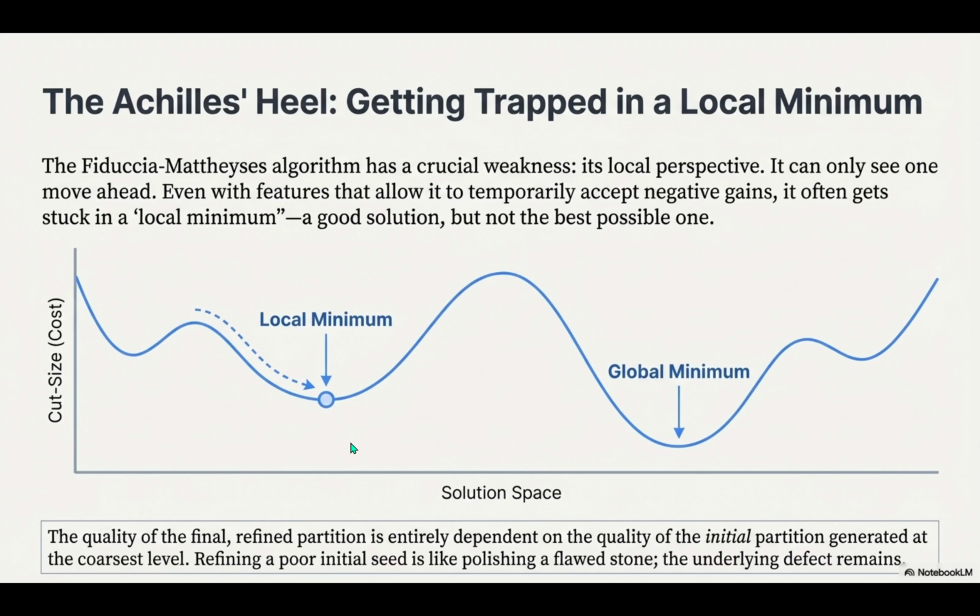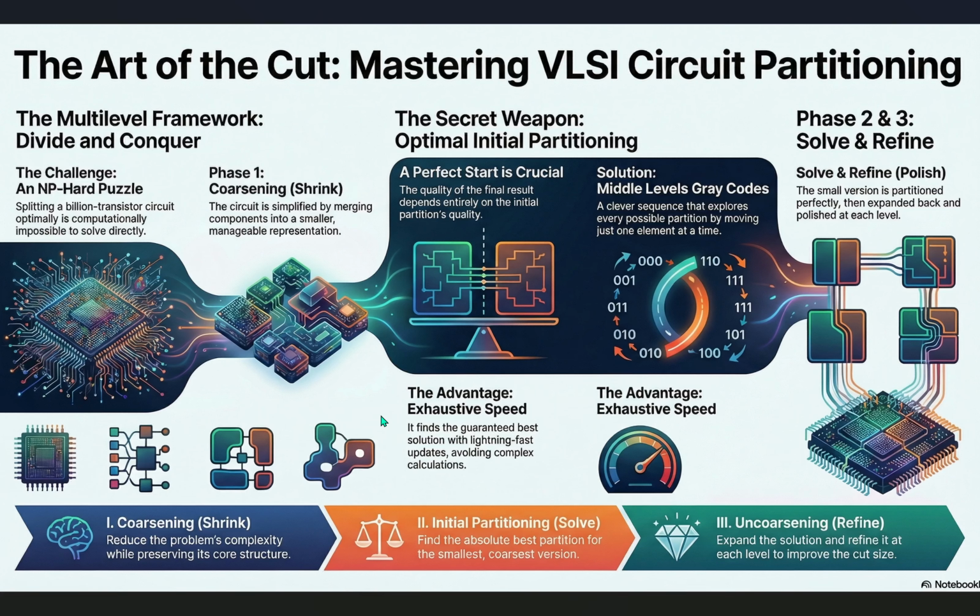No. But it can't see that if it made one or two moves that temporarily made things worse, a negative gain move, it might be able to climb out of its little valley and find a much, much better solution on the other side of a hill. But it's too short-sighted to do that. It gets stuck. So this is the flawed foundation problem again. If your initial seed, that 40-node cut, puts you in a bad valley to begin with, FM will do a great job of finding the bottom of that valley, but it can never escape to find the globally best one. Exactly. The polishing is only as good as the stone you start with, which means we absolutely have to guarantee that first seed is perfect.